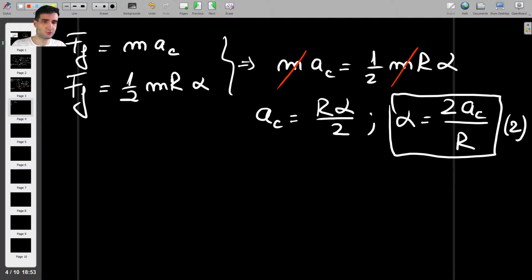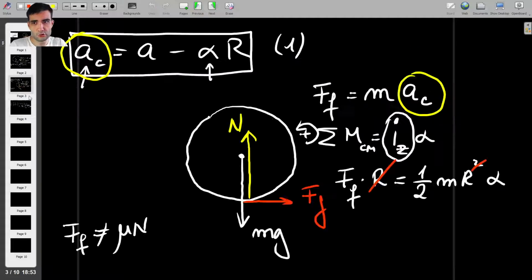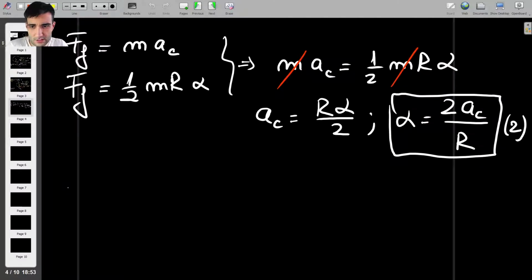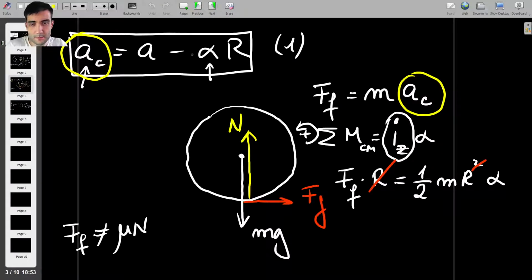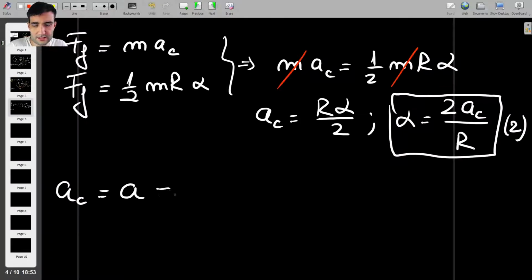So I'm going to take equation 2 and I'm going to use it to put it back in equation 1 and get something useful out of there. So equation 1 said that AC was equal to the acceleration A minus alpha r. But instead of alpha, I'm just going to substitute what alpha is.